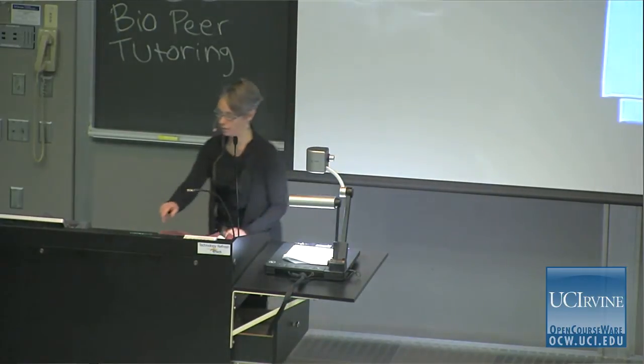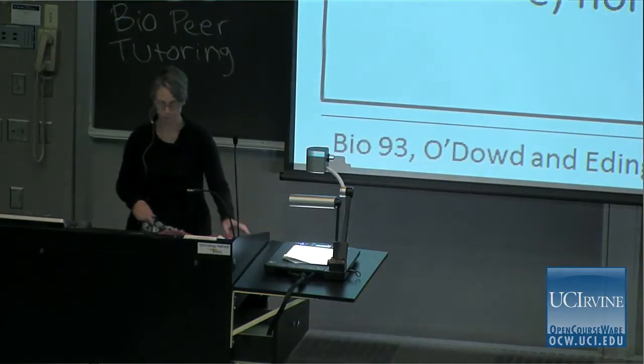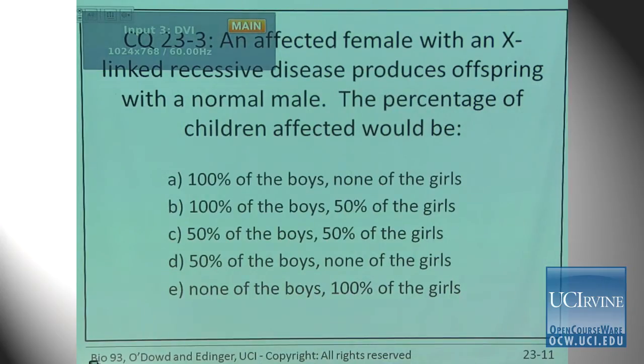Okay, so let's go back and look at the question again. So the right answer is A, right? All the boys are affected. None of the girls are affected. They're carriers. So one of the points of this question was to reiterate that carriers are not affected with the disease. You don't see anything until they go on and pass the allele to their kids. Any questions about this? Did that explanation help?